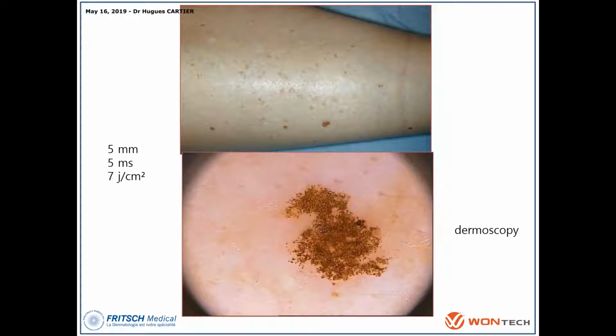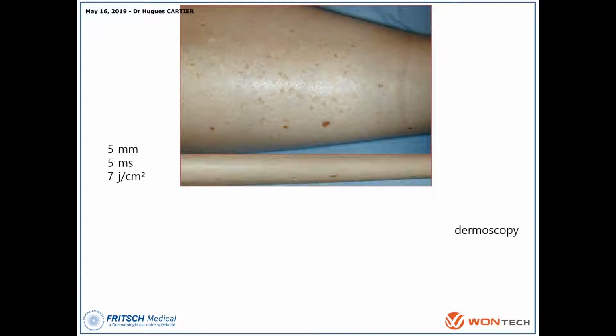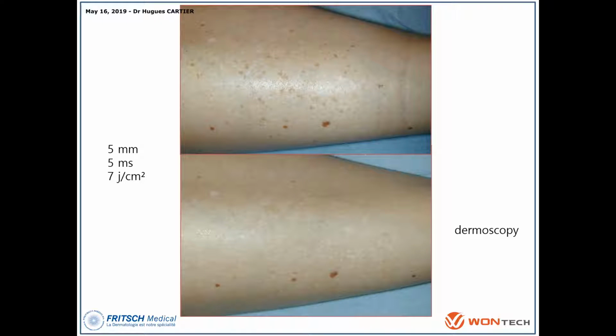So you have to be a dermatologist. It's very important. You use a dermoscope or dermoscopy to be sure that you don't destroy a nevus or a skin cancer, and you destroy only the dark spot. And you will see in one session you reduce the dark spot completely and you don't touch the nevus. It's very important, and explain it to the patient. So it's very important to make the diagnosis.